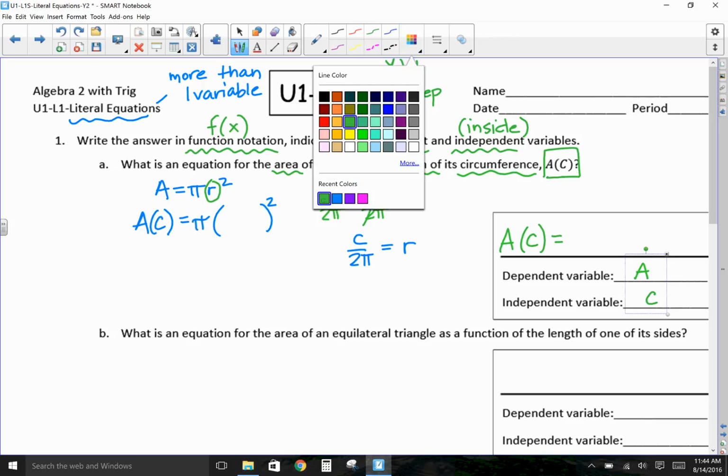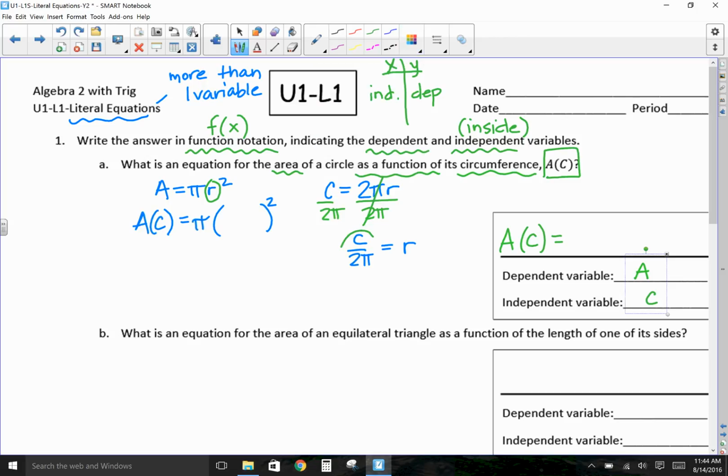Okay, so when I've solved for something like that, I like to circle it, because this is what I'm going to go plug in right here.